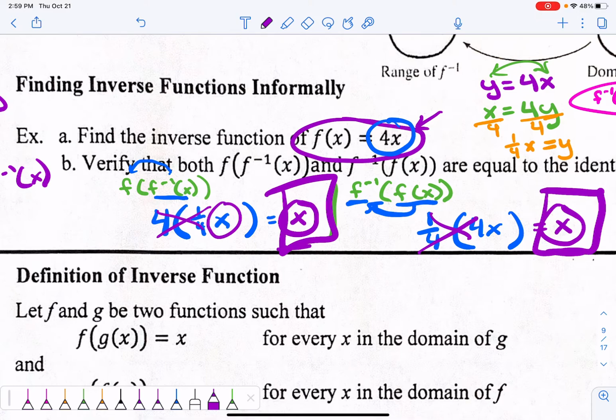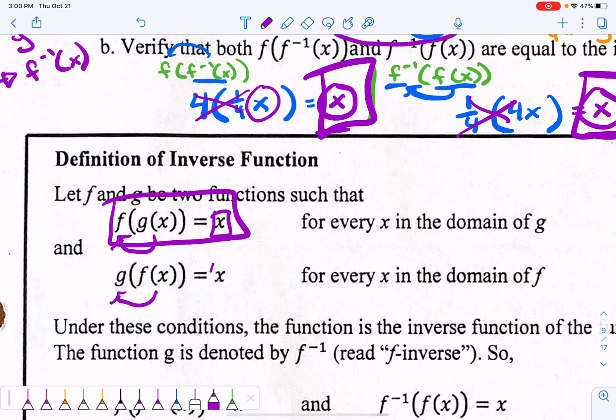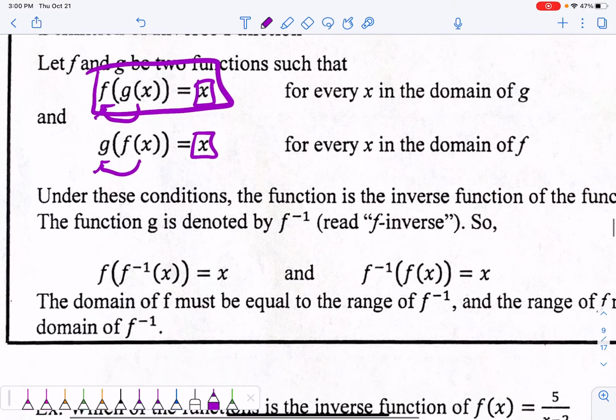And then you'll stick one inside of the other and vice versa, and you'll see if it reduces to x. And if it does, then they are inverses, okay? They undo one another, all right? So definition of an inverse, they are inverses of each other if you can plug one inside of the other and do it the other way as well, and it reduces to be x each time, okay? That's kind of the definition of an inverse.